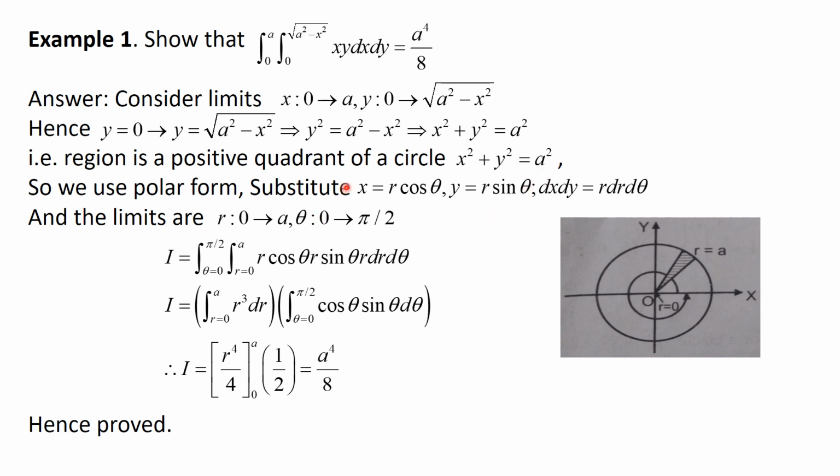So we use the substitution for polar form: x equal to r cos theta, y equal to r sin theta, and dx dy is equal to r dr d theta. See carefully, dx dy is not only dr d theta, it is r dr d theta. So xy dx dy is replaced as r cos theta into r sin theta, and dx dy is replaced as r dr d theta. Now see what are the limits for r and theta.